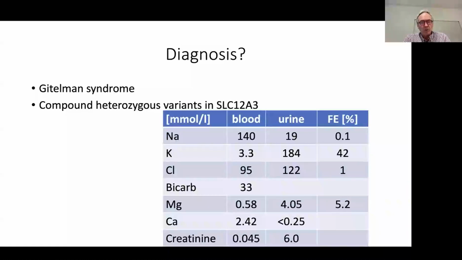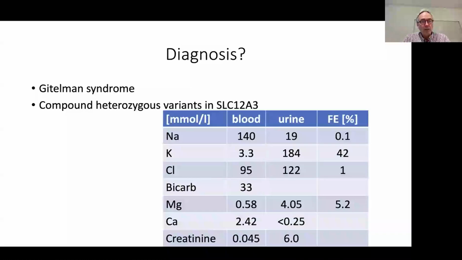You will lose sodium, your volume will contract, and as your volume contracts, the kidney now upregulates all the compensatory mechanisms in order to reabsorb all that sodium that's not reabsorbed by the defective transporter.